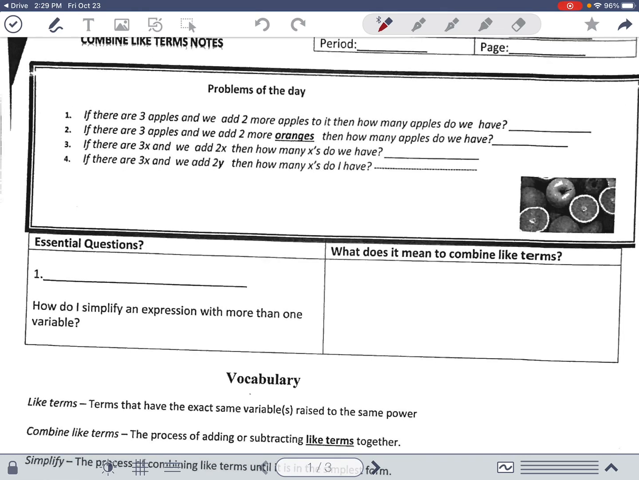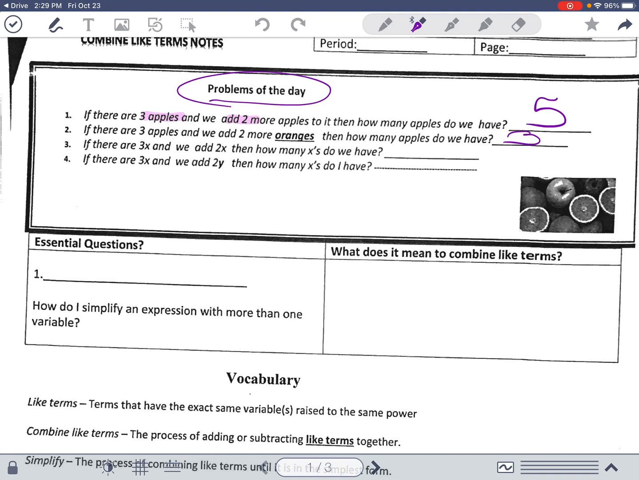If there are 3 apples and we add 2 more apples to it, then how many apples do we have? Well, we have 5 apples. Question number 2 from problems of the day. If there are 3 apples and we add 2 more oranges, then how many apples do we have? We still only have 3 apples.